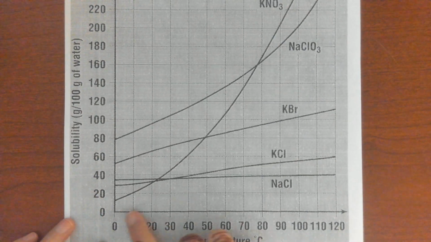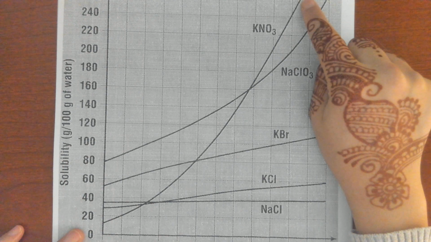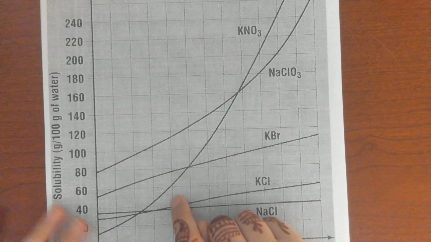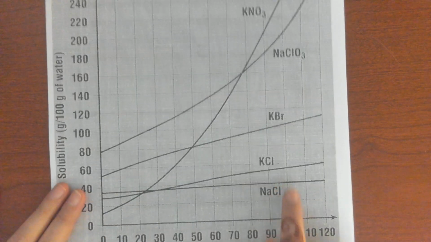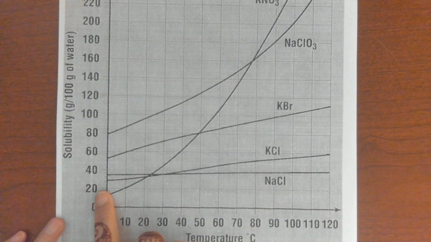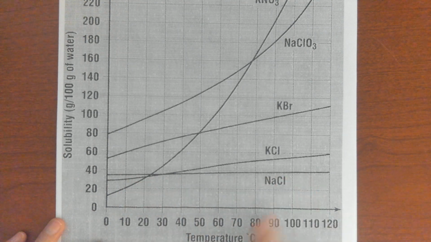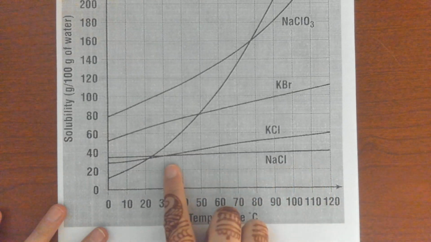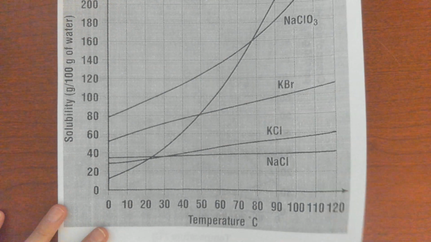Same thing on this side. As you can see here, potassium nitrate, KNO3, has a very steep slope, like exponential growth, so that tells you that it dissolves a lot quicker than the rest of these solutes here. And sodium chloride has a pretty straight line, so it doesn't matter what temperature it is. It dissolves about the same way in different temperatures.